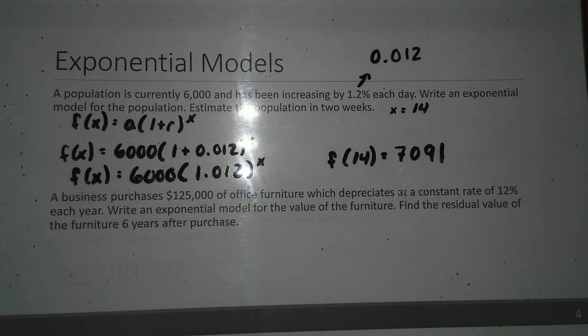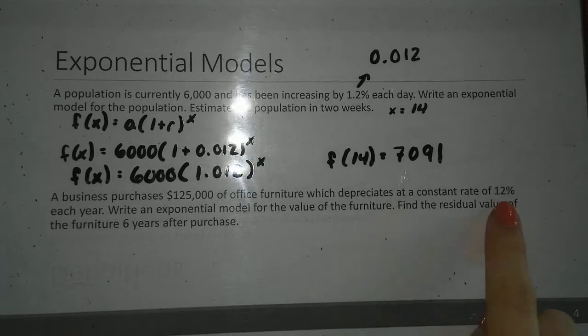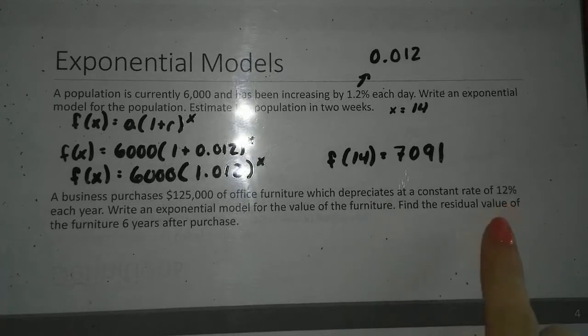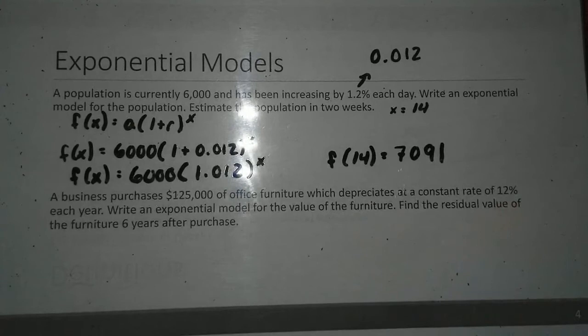So we have our initial value, but we have to understand what these other words mean. It depreciates, that means it's going to be worth less in the future. The amount of money it's worth is going down. It's depreciating at a rate of 12%. And then we want to find the residual value, meaning how much is it worth at the end of 6 years. So let's start with our function.